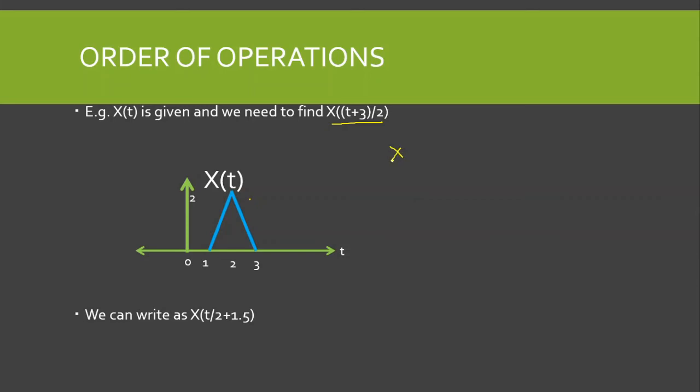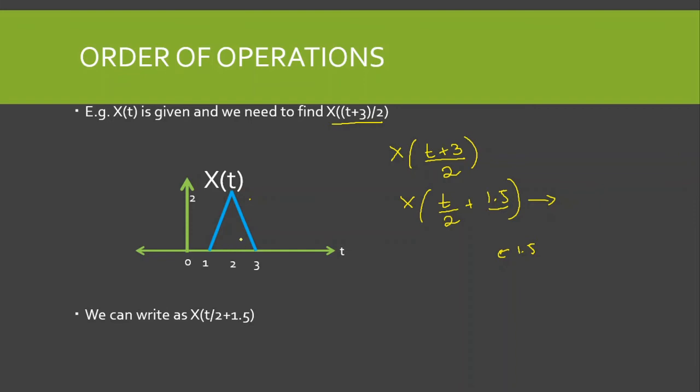Now this can be written as x of (t plus 3) divided by 2. So this can be written as x of t by 2 plus 3 by 2, which is 1.5. So this function can be written as this. So we need to plot this function. Now first thing is to shift the signal. We need to shift the signal by 1.5, which means that the signal is going to be shifted by 1.5 units to the left. Fine, because this is advancement. So first of all, we need to shift the signal by 1.5 units to the left.